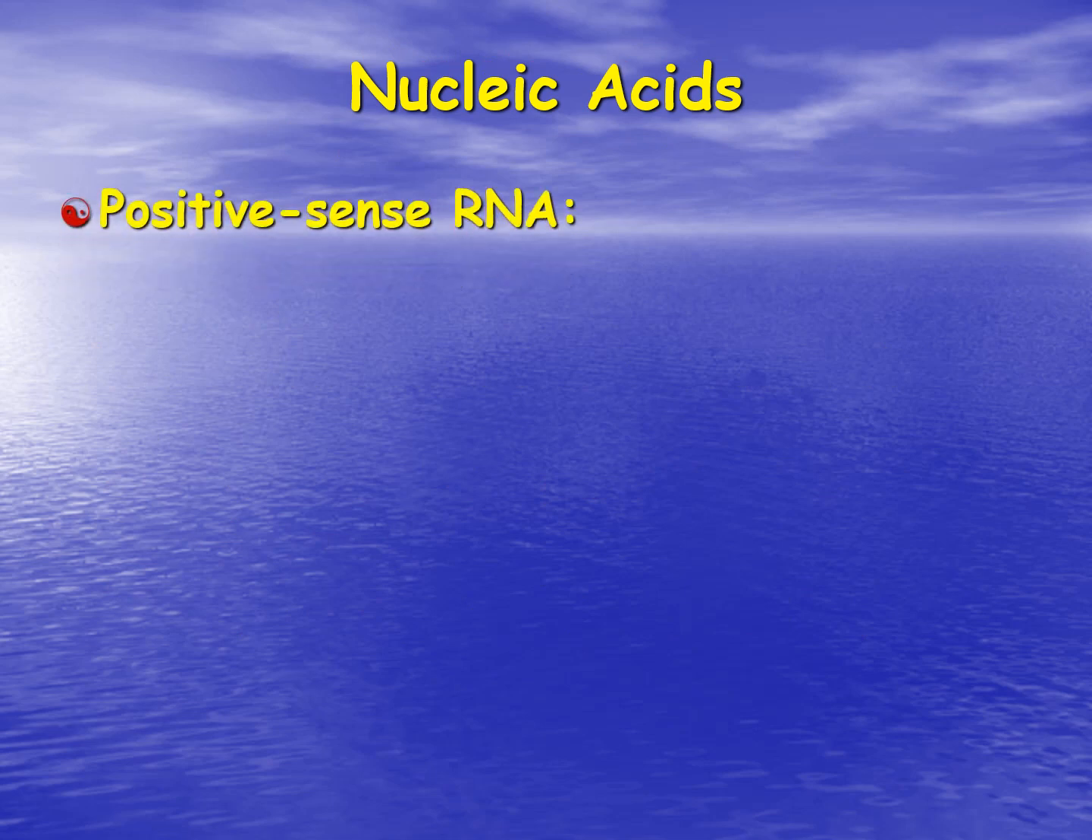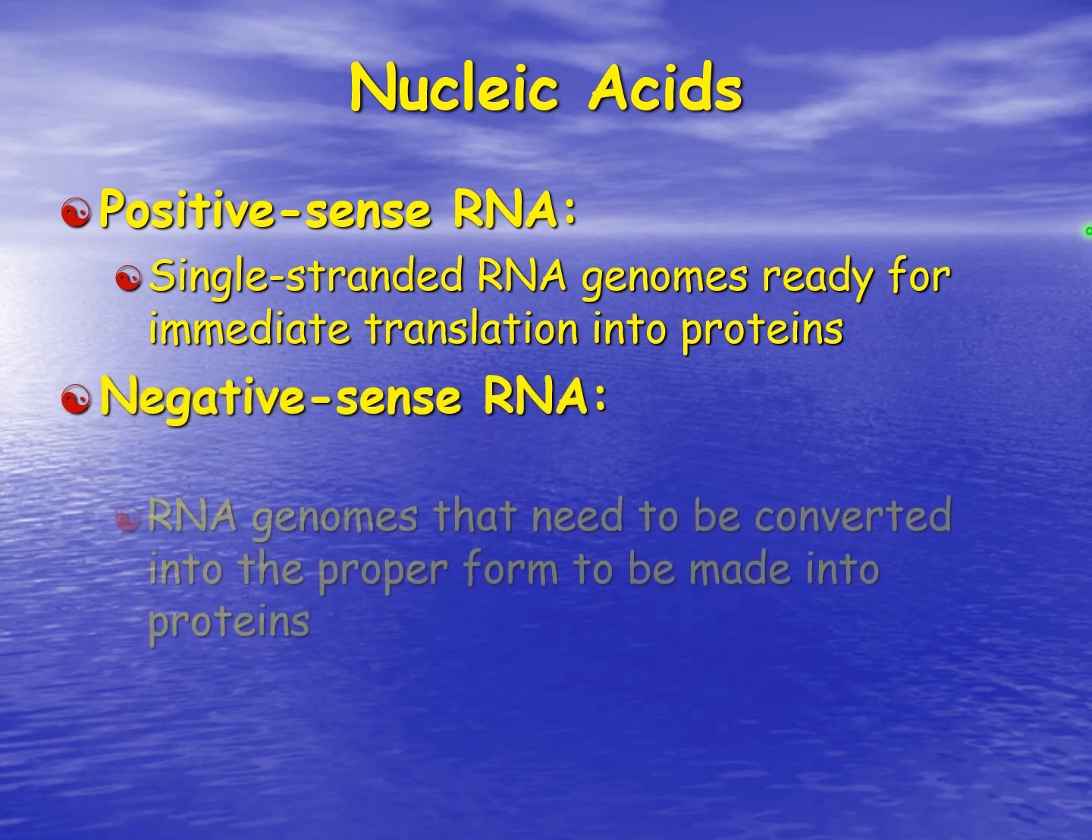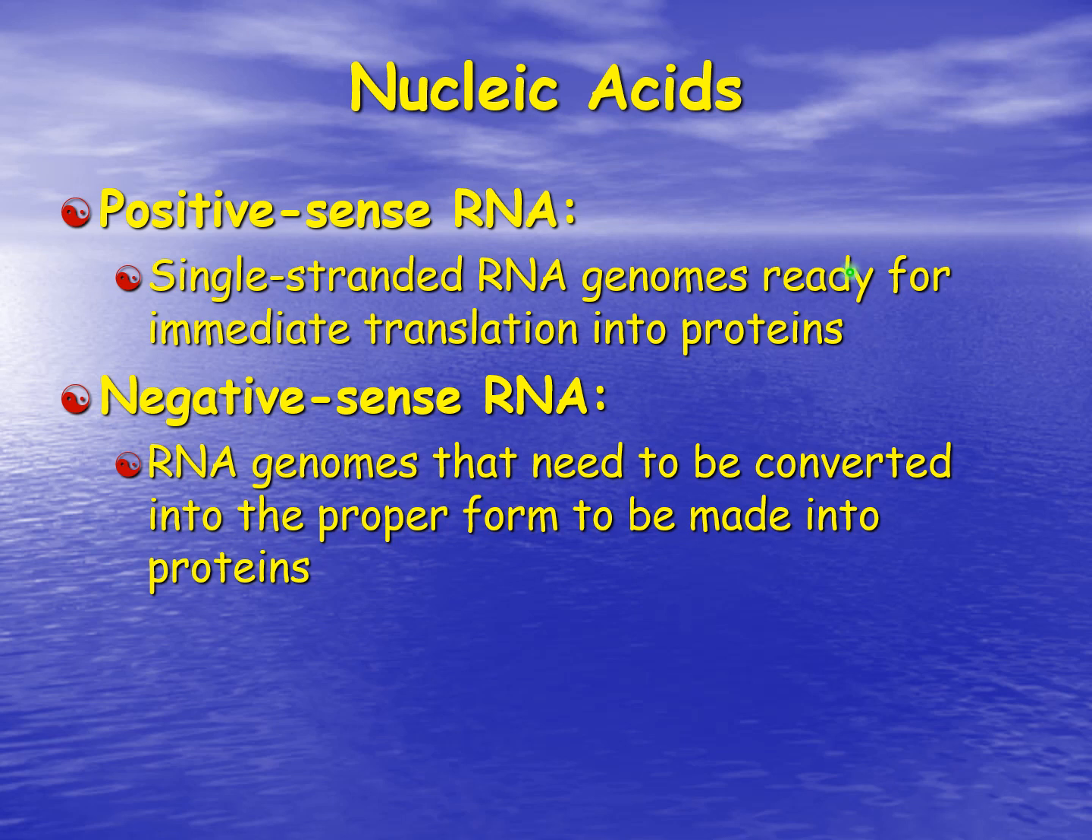Now, we can see that again, they can be single-stranded or double-stranded DNA or RNA. If it's single-stranded RNA, we can have positive sense RNA carrying viruses, and the single-stranded RNA genomes carried by these viruses are actually ready for immediate translation into proteins once the viral genome is inserted into the host cell. Negative sense RNA, however, these RNA genomes need to be converted into the proper form, basically copied to the opposite strand, which would become the positive sense RNA, in order to be made into proteins once these negative sense RNAs are injected into the host cell.